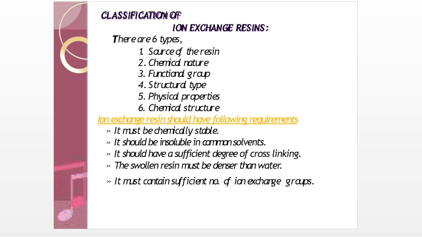Classification of ion exchange resin. There are six types of these resins. The first one is source of the resin. The second one is chemical nature. The third one is functional group. The fourth one is structure type and physical property, and the sixth is chemical structure.